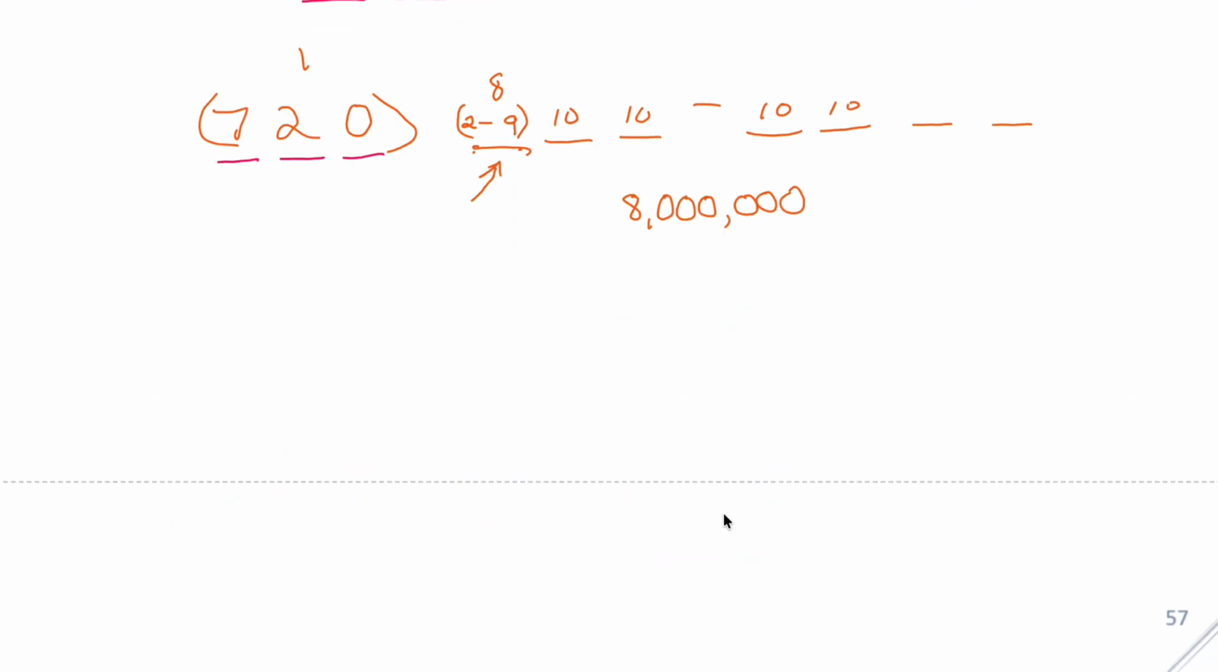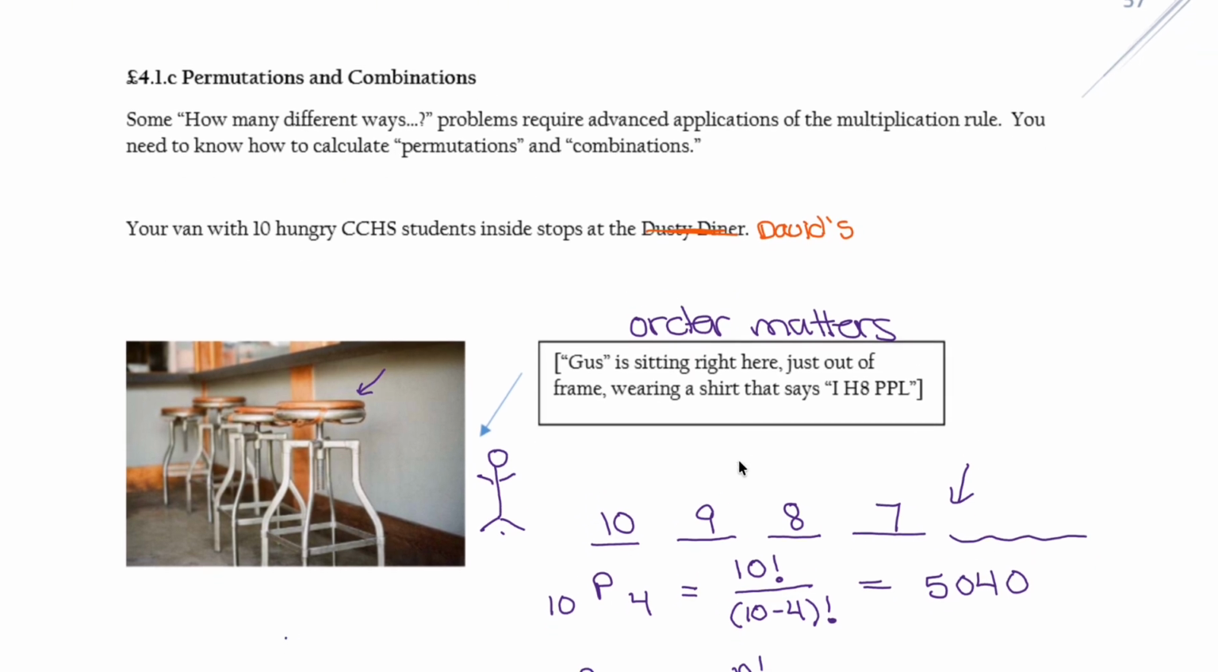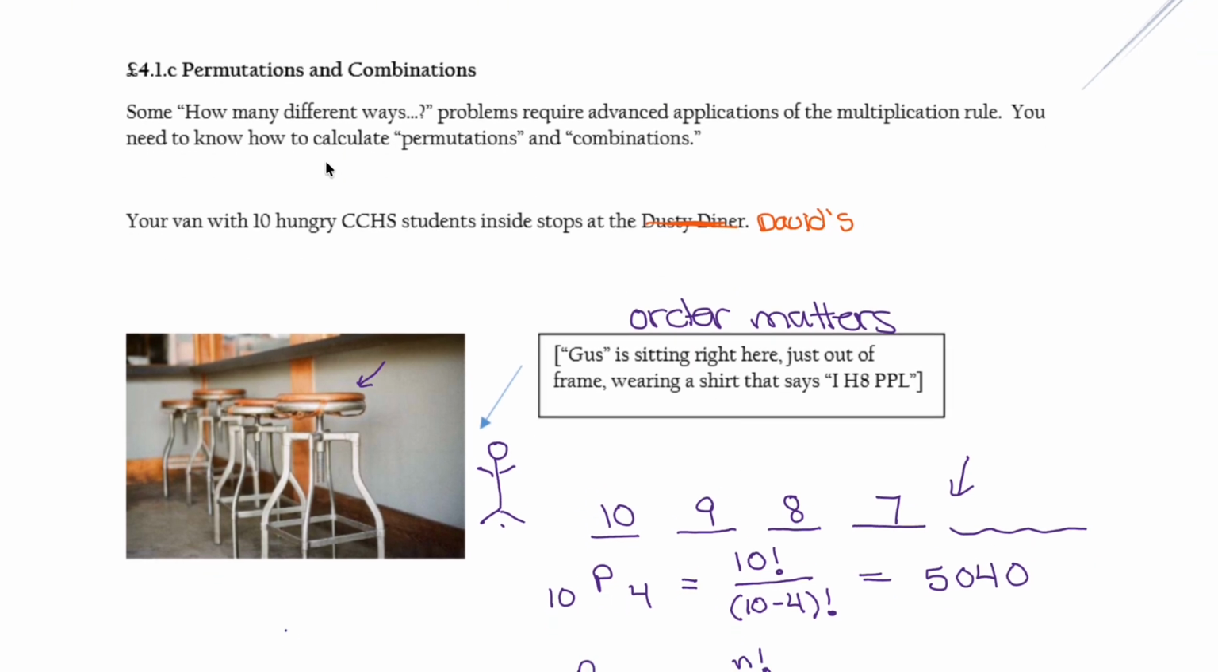And that's just another example we did in class. Let's think about this scenario. How many different ways problems require advanced applications of the multiplication rule. You need to know how to calculate permutations and combinations. So think about this question. You have 10 hungry CCHS students inside who stop at the David's.